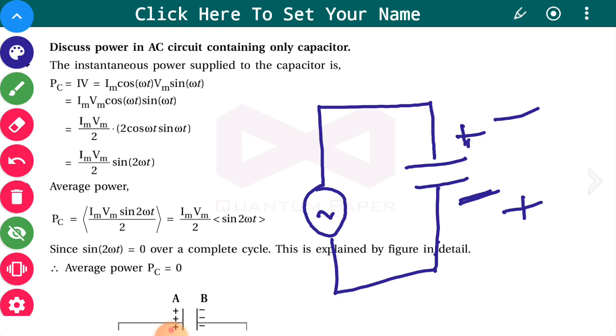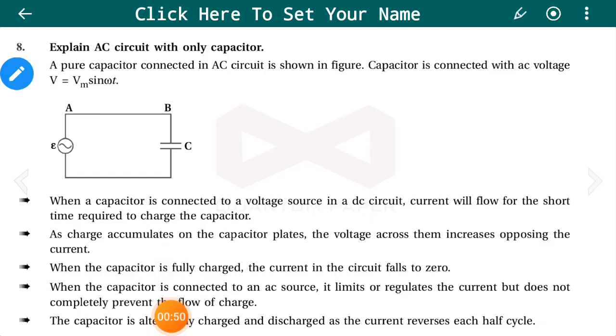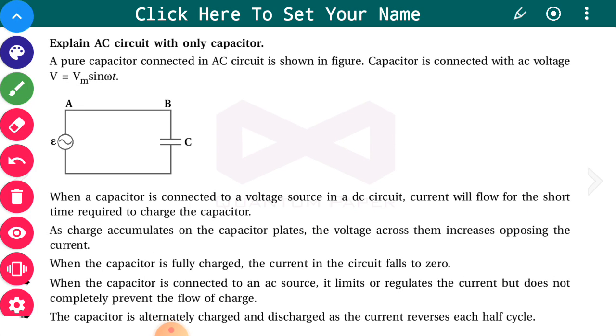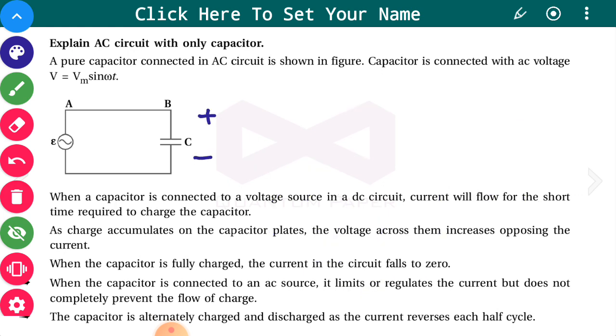Here the voltage applied, try to understand, is V equal to Vm sine omega t. The voltage source is always the same, Vm sine omega t. So this is the circuit which is having only a capacitor in it, and as you know, the capacitor will periodically become positive, negative. The voltage source is Vm sine omega t.